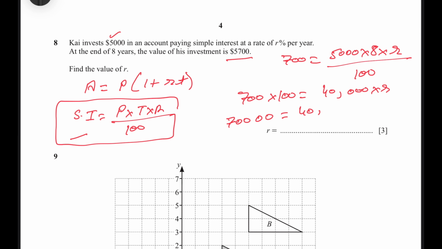70,000 equals 40,000 R. So what will be R? You just do 70,000 divided by 40,000, which is equals to R. So we know all the zeros will be cancelled. So this is actually 7 by 4. 7 divided by 4 is actually 1.75. The rate of interest is 1.75. That's the answer.